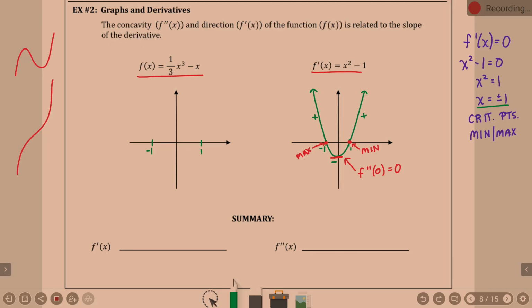Okay. We know at -1, we talked about there's going to be a max. And at 1, we talked about there's going to be a min. We talked about there being a point of inflection at 0. Not that it necessarily has to be at that 0, but there's a point of inflection at 0.